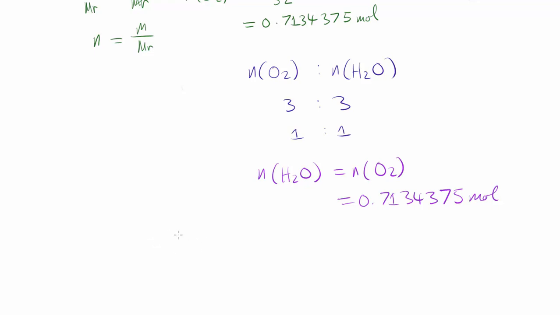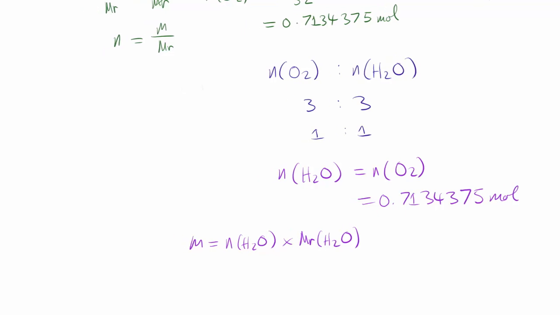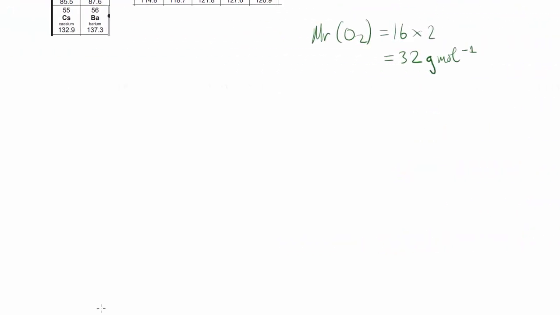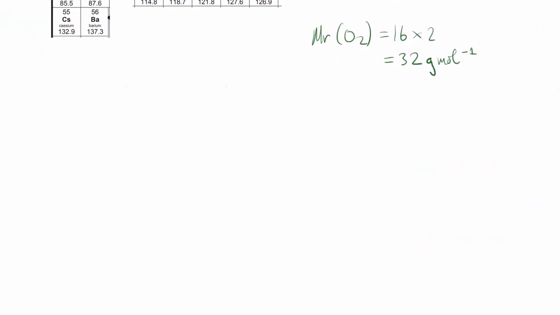So for H₂O, the mass would equal the number of moles of H₂O multiplied by the molar mass of H₂O, right? We have this here, we don't have this. So let's work out the molar mass of H₂O. You may already know what that is, but let's nonetheless go through the process.